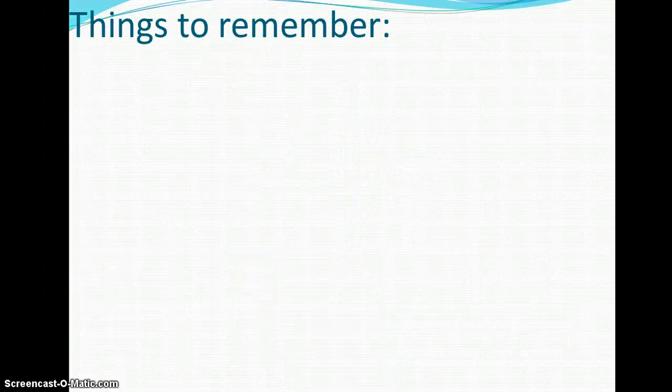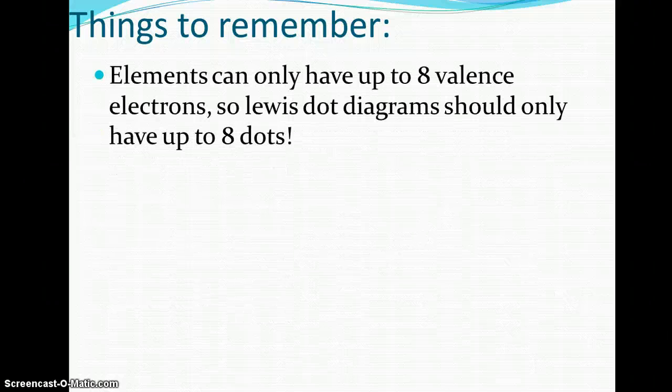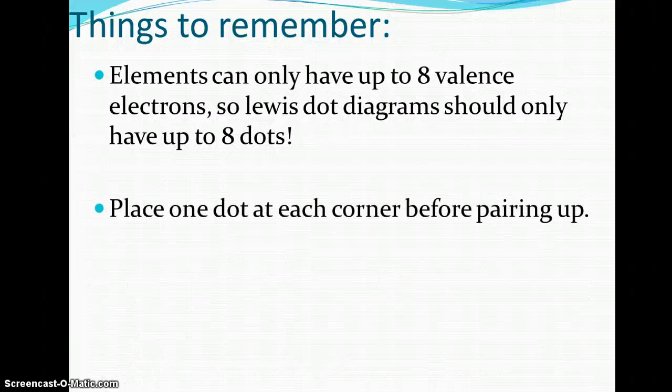So, things to remember when you go to draw these Lewis dot diagrams. 1. Elements can have up to 8 valence electrons, so Lewis dot diagrams should only have up to 8 dots. A common mistake is for people to draw the number of dots as true electrons versus valence. Then, please place 1 dot at each corner before you double up and draw the dots again.